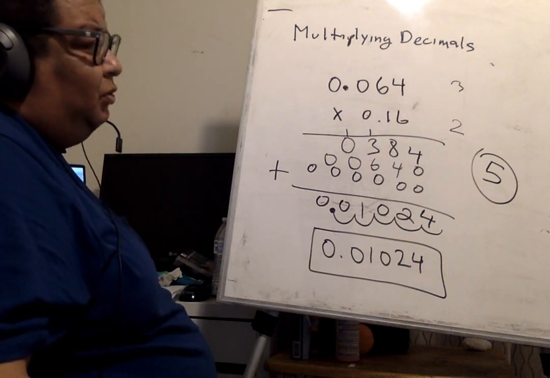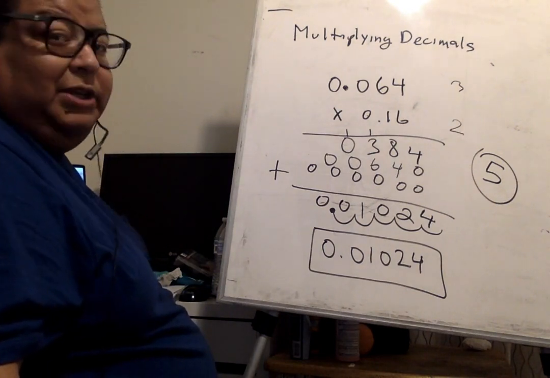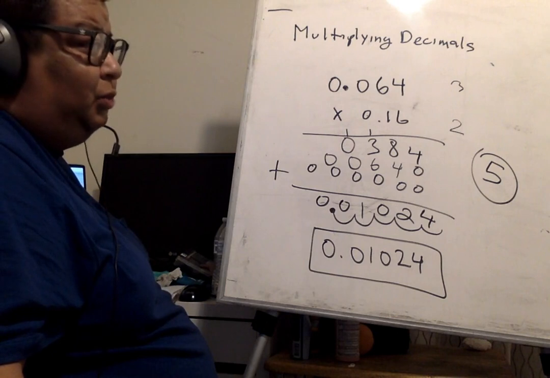So that's all you have to do for this type of problems, multiplying decimals, numbers with decimals.